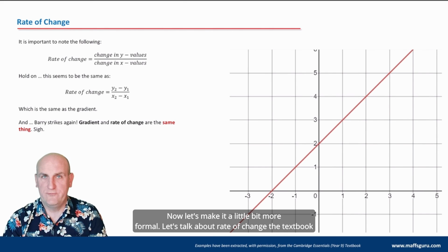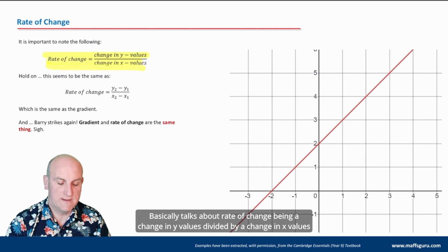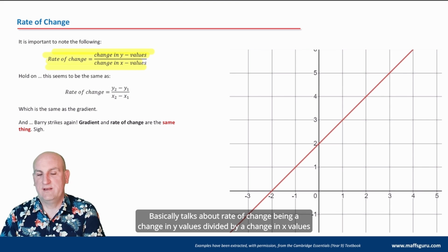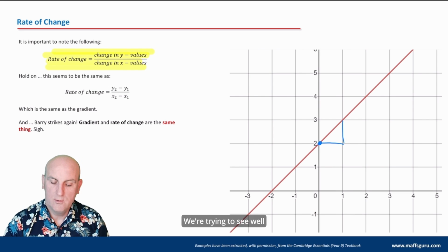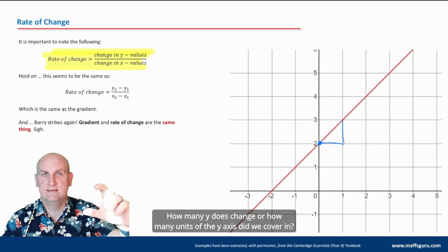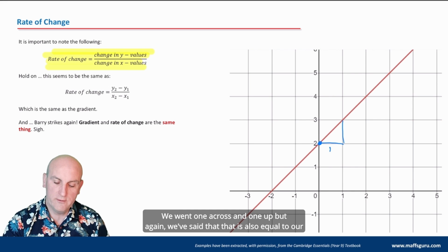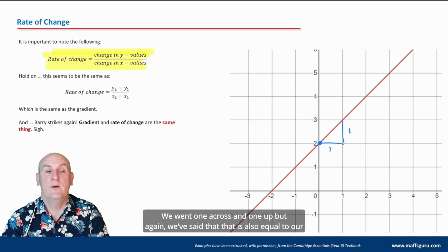Now, let's make it a little bit more formal. Let's talk about rate of change. The textbook, and thank you very much, Cambridge, for allowing me to use your examples, basically talks about rate of change being a change in y values divided by a change in x values. So if we choose a particular point on the graph and we draw a triangle, we're trying to see how many units of the y-axis we cover in comparison with how many of the x-axis. In this situation we went 1 across and 1 up. But again, we've said that that is also equal to our gradient.